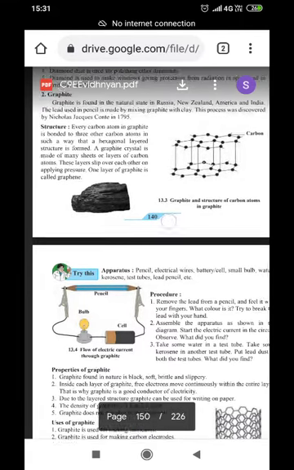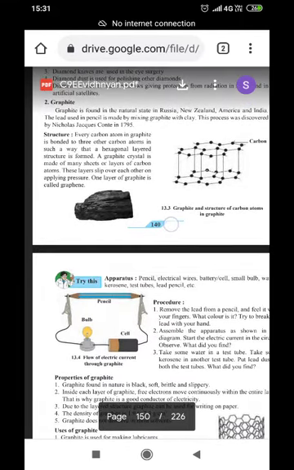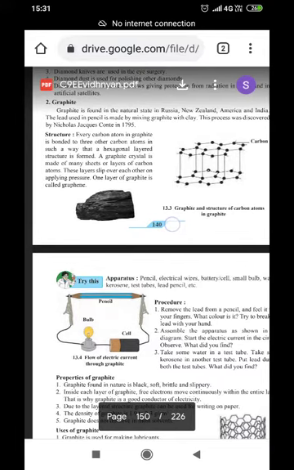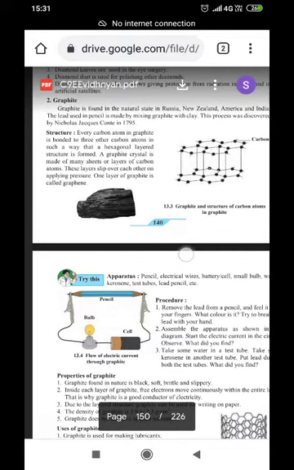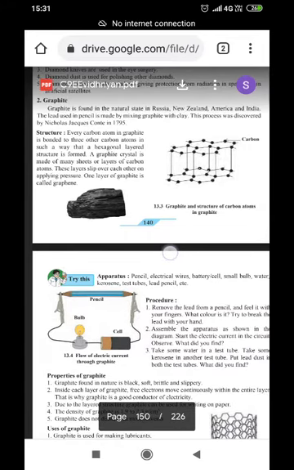Now, another crystalline form of carbon apart from diamond is graphite. Graphite is found in its natural state in Russia, New Zealand, America, and India.